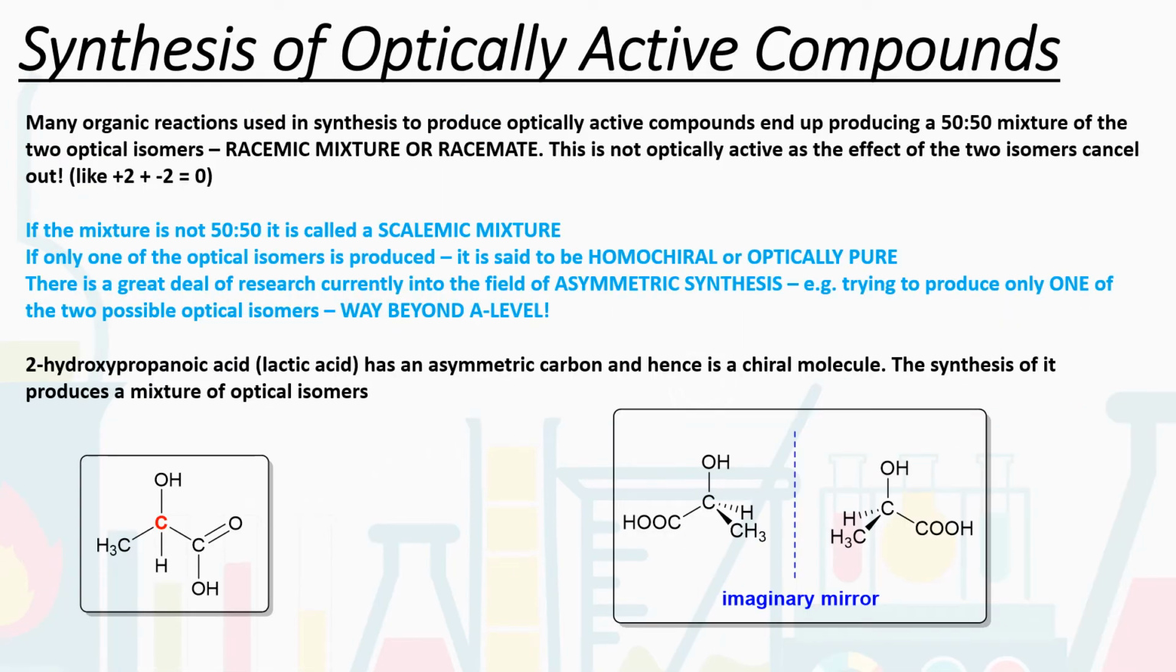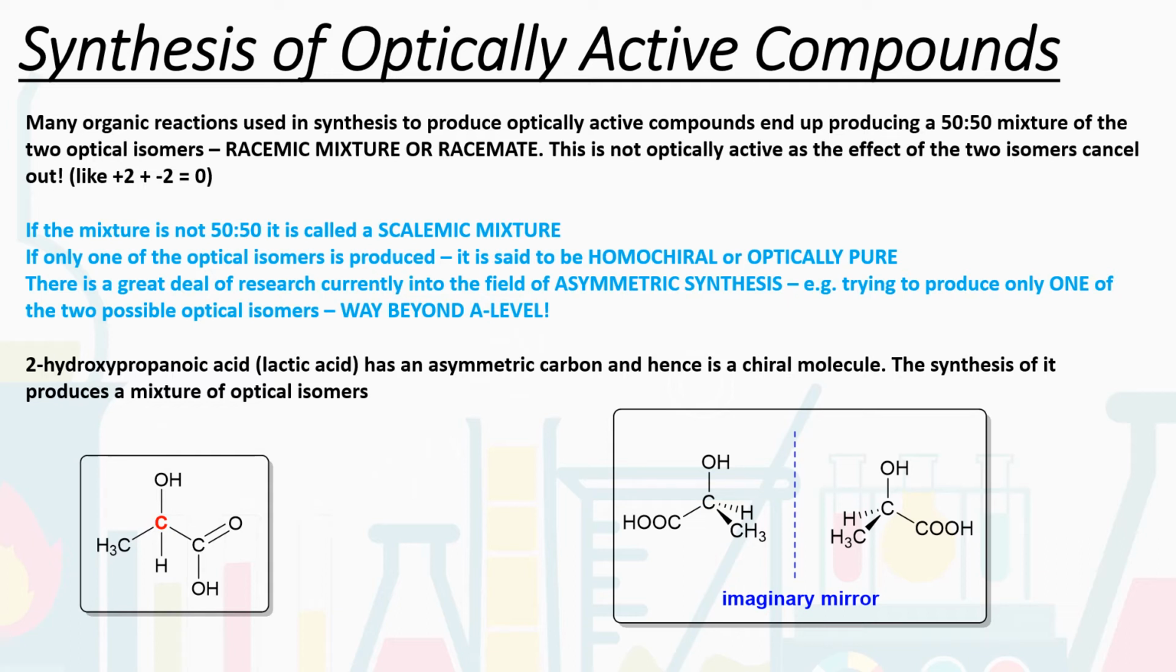So we can look at an example here of actually producing an optically active compound, something that exists as optical isomers. Many organic reactions that are used in synthesis produce optically active compounds, and they end up producing them in what we call a racemic mixture, or a racemate. This is where we have a 50-50 mixture of the two optical isomers.